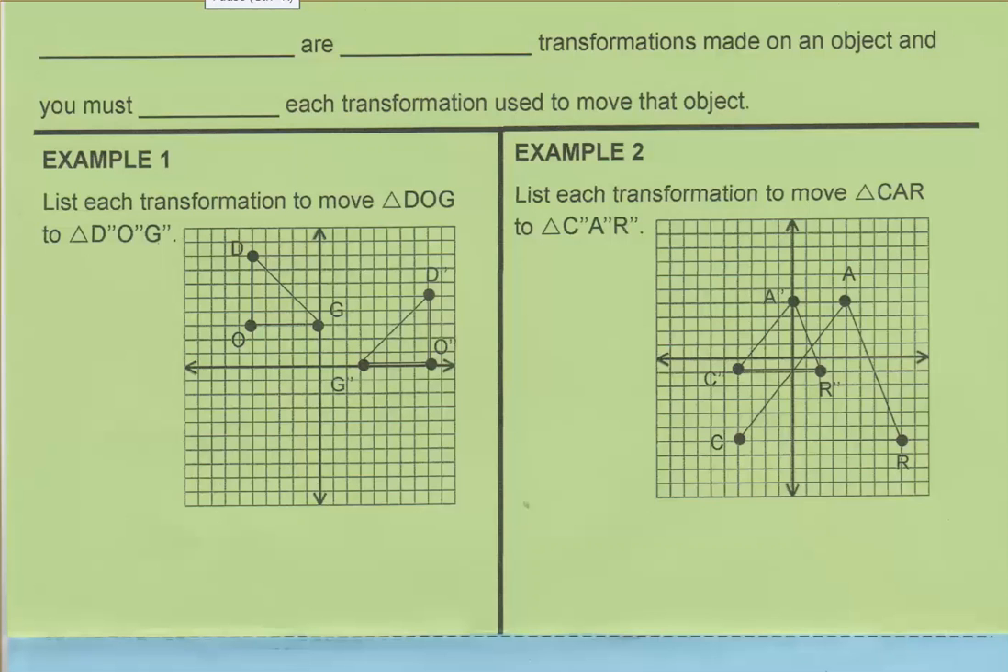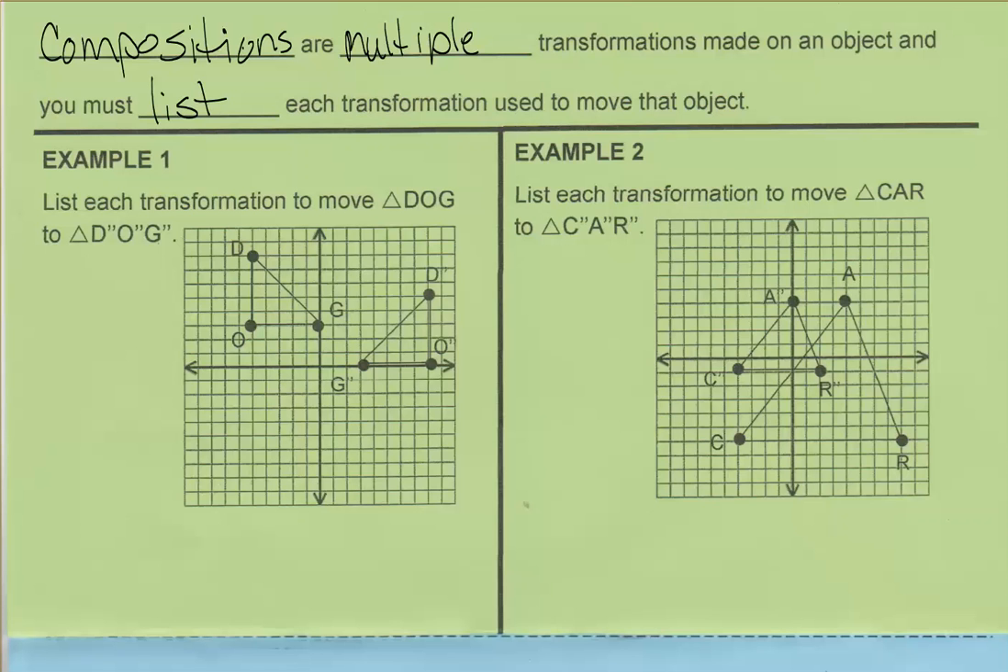Today we're learning about compositions and sequences. So the first thing we're doing is compositions. They are multiple transformations made on an object, and you must list each transformation used to move that object.